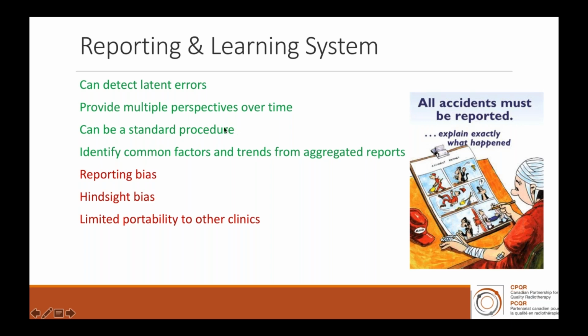The learning system usually has a list of causes, reasons, and process maps that can help us identify common factors and trends from aggregated reports. It, however, also suffers from reporting and hindsight bias, and the learning has limited portability to other clinics. So again, what I learned or the incident that occurred in my clinic might be inapplicable elsewhere.